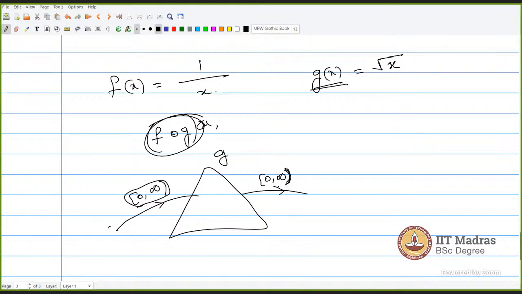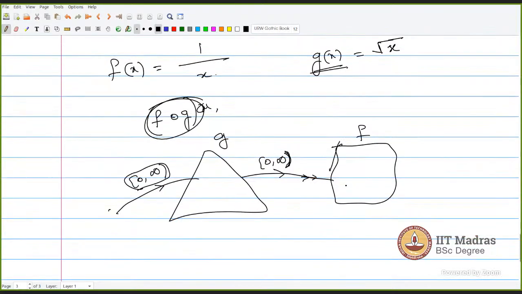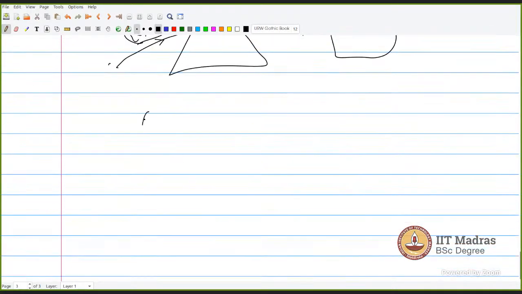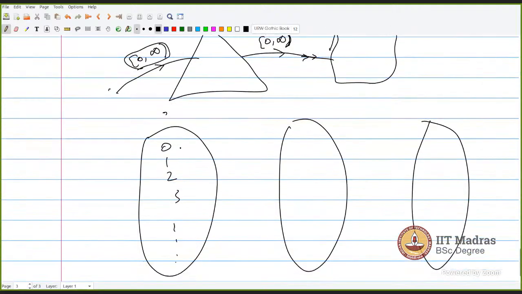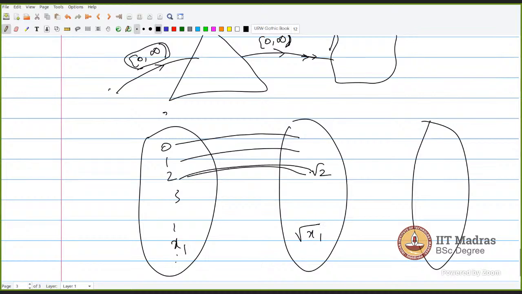So now you see this particular 0 to infinity will have to pass through this function f, right? When I take 1, 2, 3, 4, any value other than 0, it will go inside this f, right? So there is 0, 1, 2, 3. This is the domain of this particular g. So every value will have an output. If it is x1 here, there will be root over x1. Output is root over x1. If it is 2 here, this will map to root 2, right?